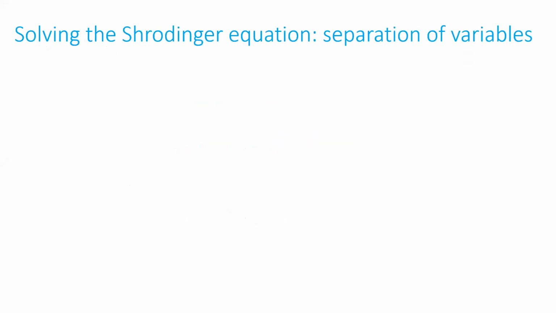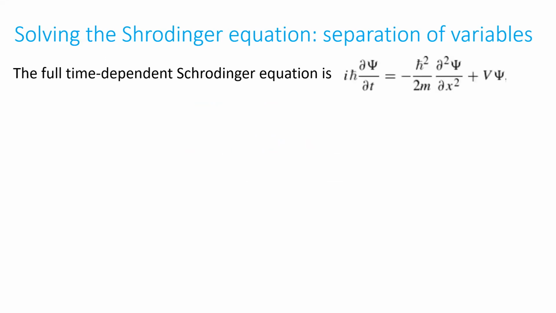So we have the Schrodinger equation. How do we actually solve it? We've talked about what to do with the wave function so far, but we haven't actually talked about how to solve it. So here is the full time-dependent Schrodinger equation.